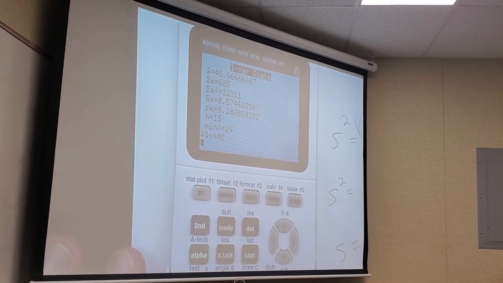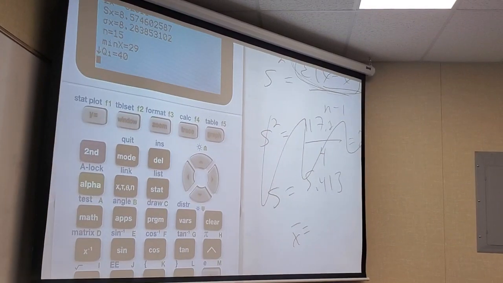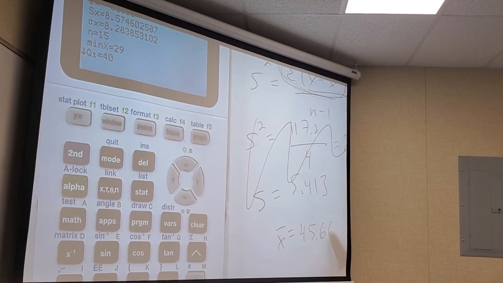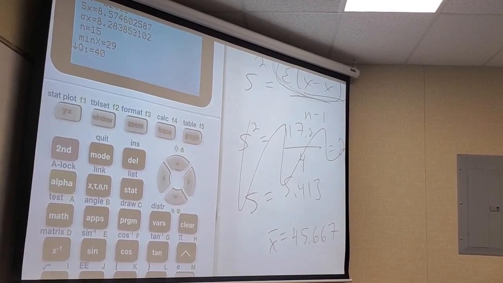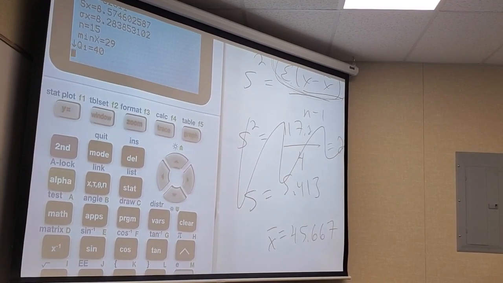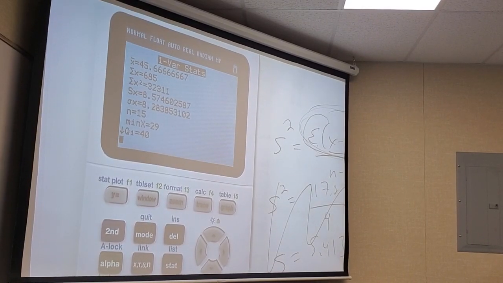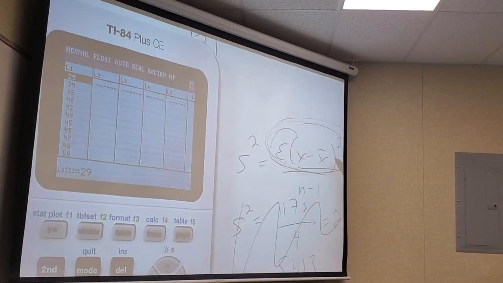So let's write that down. Now I'm going to do a different thing. X bar is, let's say, 45.667. You don't want to round it too much. So now, I know what x bar is. How do I construct what I need for this formula?